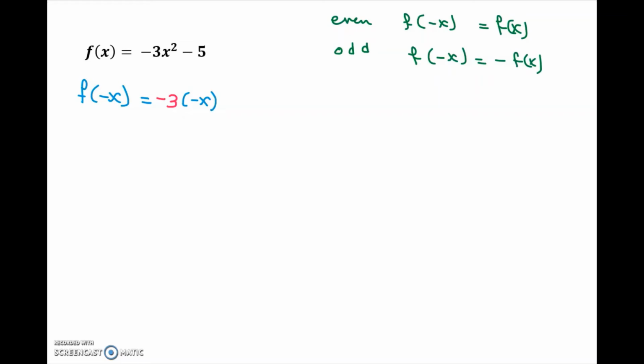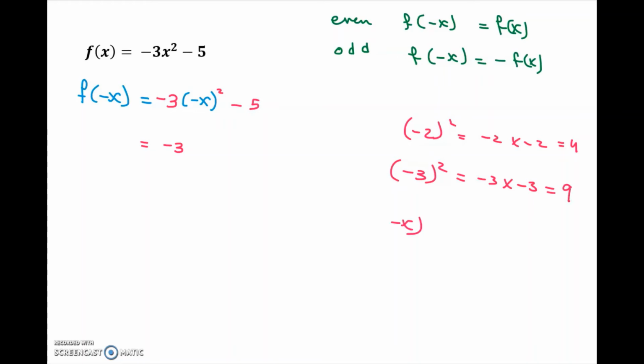And then I'm going to continue everything, minus 5, which is equal to negative 3. Negative x squared: anything squared will be positive, like negative 2 squared is negative 2 times negative 2, which is 4. Negative 3 squared is negative 3 times negative 3, which is 9. Negative x squared is basically negative x multiplied by negative x, which is x squared. So this is going to be x squared minus 5.